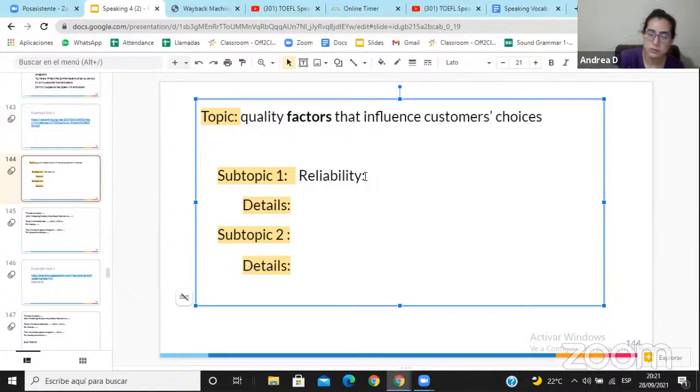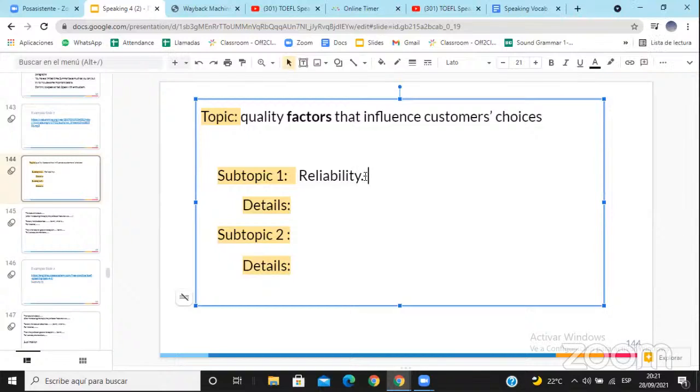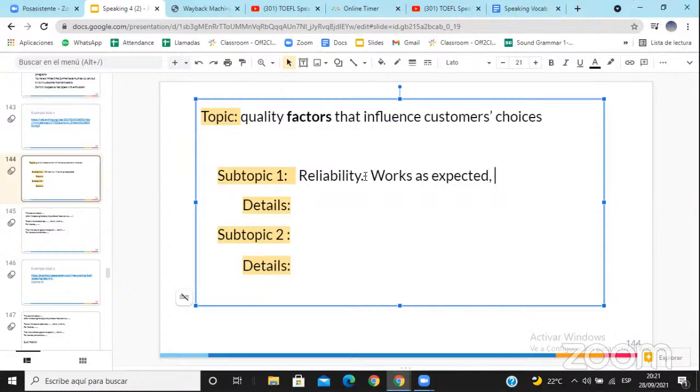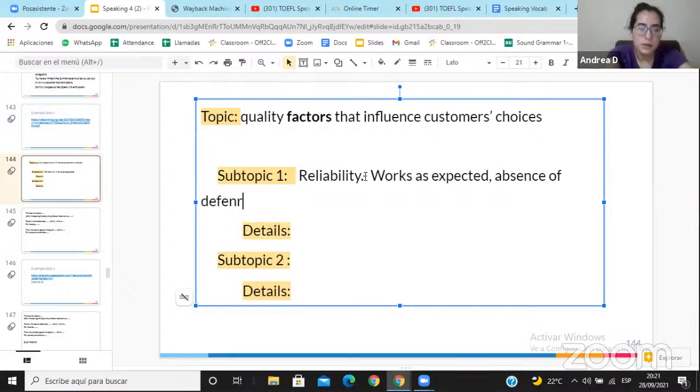Yes, Lucia? That works as we expect to work. Okay, yes, when a product works as we expect it to work. Okay, as expected. Right. What else? Anything else you would like to add here? Basically, absence of defects. Nice, the absence of defects. All right.